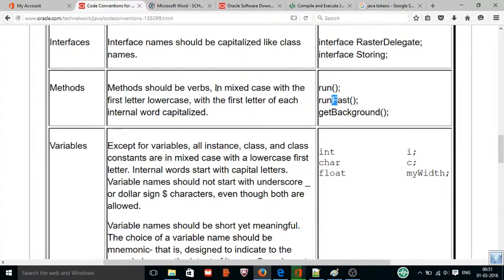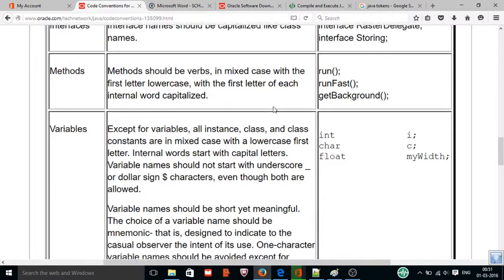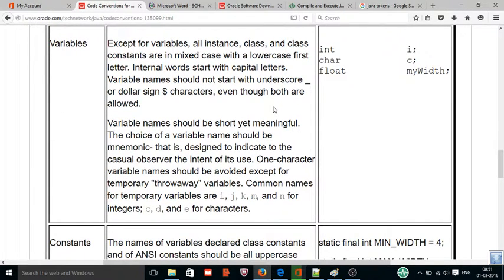Obviously, a method name need not be a verb, but if you are doing some standardization, then you should follow this. It is not compulsory. In mixed case, the first letter is lowercase and the first letter of each internal word is capitalized. So the first word should be lowercase, and then each subsequent word must start with a capital letter.